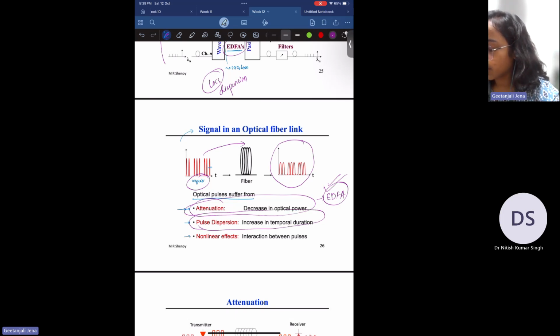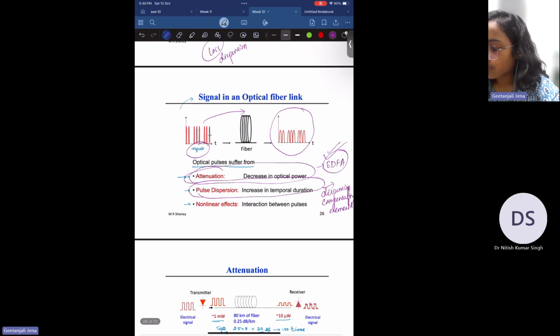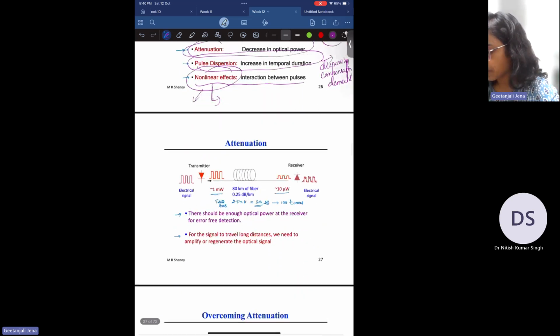And pulse dispersion, that is the increase in the temporal duration, can be compensated by using a dispersion compensating element. This is not a part of the course, but you can use a dispersion compensating element to control the pulse dispersion. We'll also see nonlinear effects, that is the interaction between pulses in the optical fiber link. We have seen how you can minimize this nonlinear effect by using double clad fiber. If you pass the signal in the core and the pump in the inner cladding, then you can easily minimize this nonlinear effect. So let us see the attenuation part.